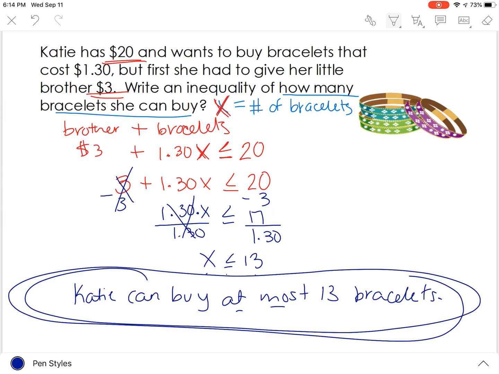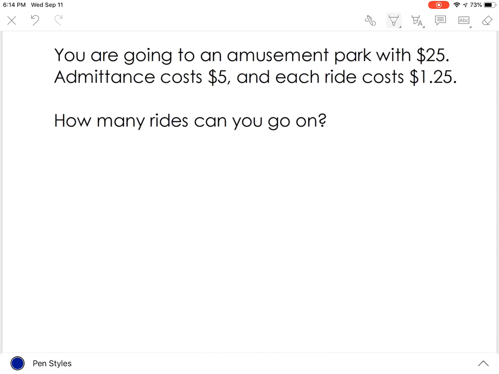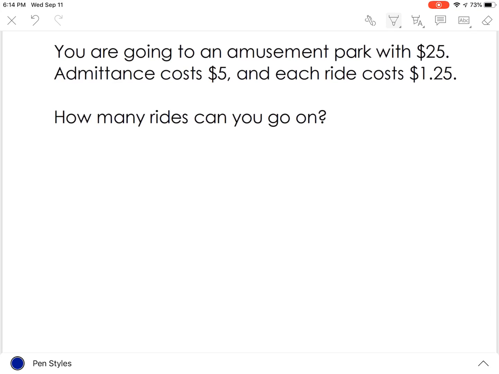Now she knows. So let's get a couple more problems. It would be a good idea to pause and see just how far you can get, to see what you're understanding. You are going to an amusement park with $25. Admittance costs $5, and each ride costs $1.25. How many rides can you go on?